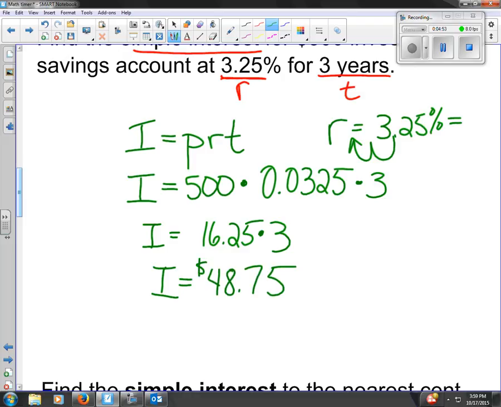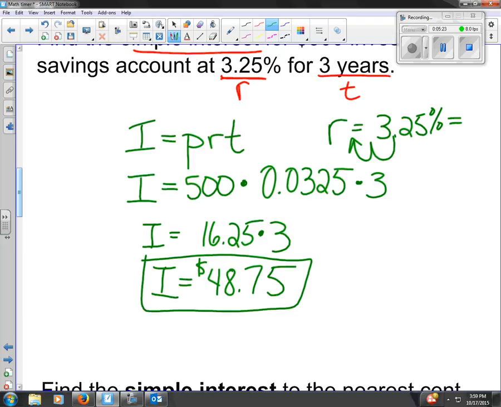So if you were to take out a loan, say you borrowed $500 from Wells Fargo Bank, and they say, okay, you can borrow it, but you have to give us 3.25% every year. You borrow it and you have it for 3 years, now you owe them an additional $48.75. So you'll have to pay back the $500 and then you'll have to pay back $48.75 if you borrow it for 3 years.